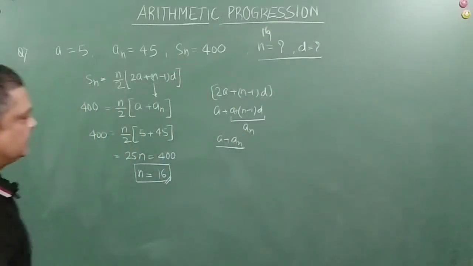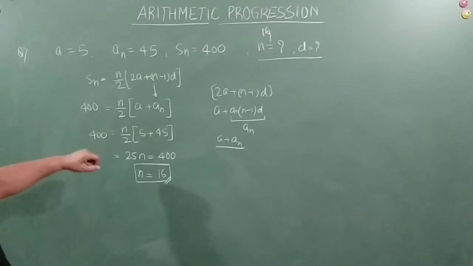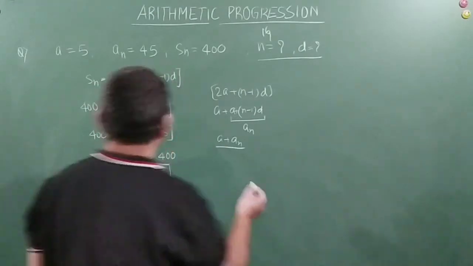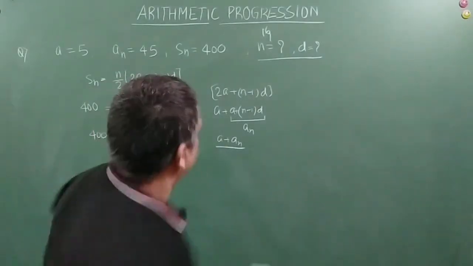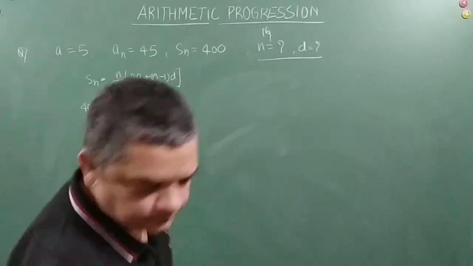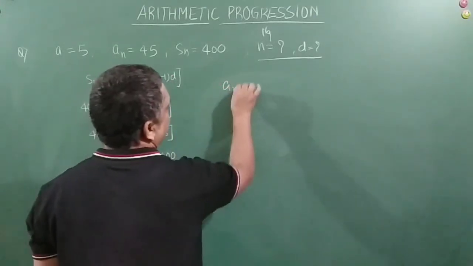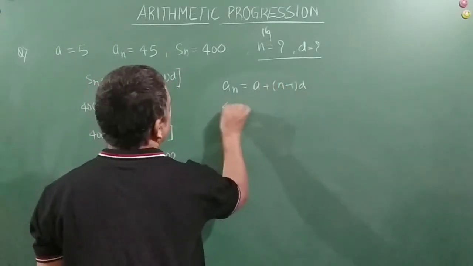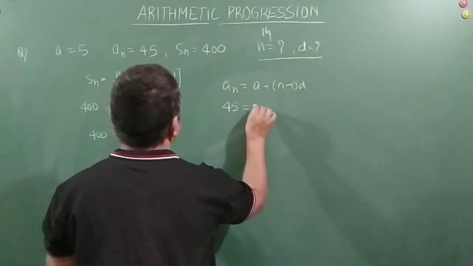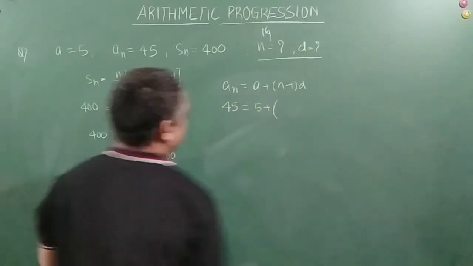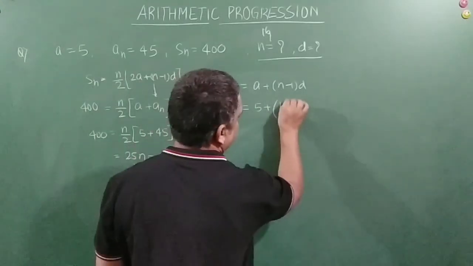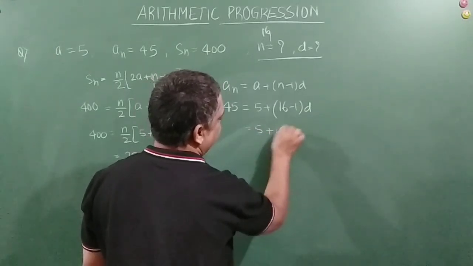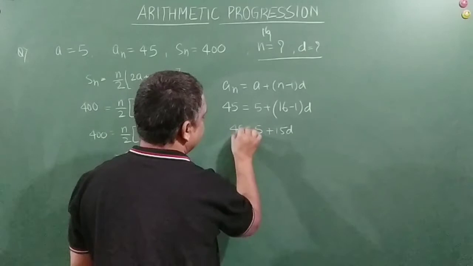Right. Now we have to find out the d. So we can find out the d from this equation, that is your an. So an is what, friends? I'll just rub it off, okay, because this was just to explain you. So an, we know that is equal to a plus (n minus 1) into d, right? So an is given to be 45, a is given to be 5, n just now we found out to be 16, so 5 plus 15d is equal to 45.